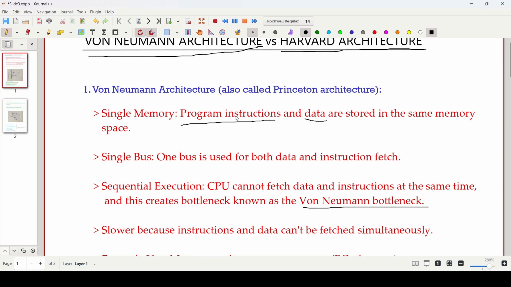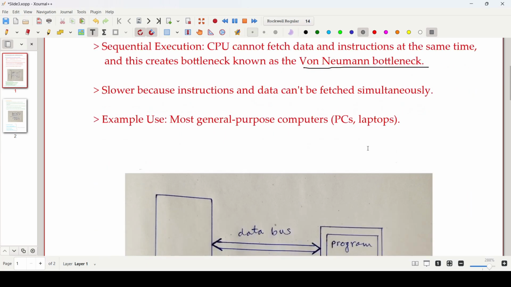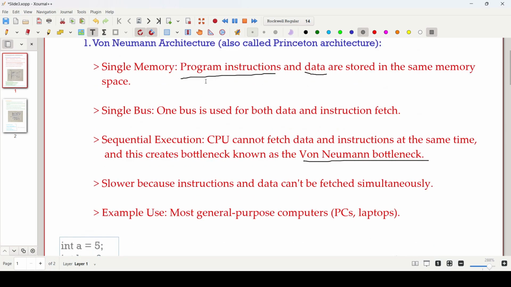Now, what are the program instructions? Basically, whatever commands you give to the CPU, which are usually written in C, Python, or any other language. Suppose I write int a = 5, int b = 6, and int c = a + b, right? So these are the three instructions given to the CPU. These are called the program instructions.